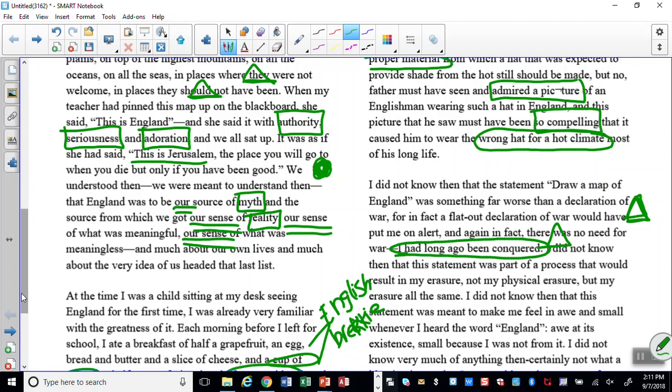So I'm finding a pattern that she's resenting England because she's stripped of her identity, and not just her, but everybody on that island. And here's the repetition. I did not know, I did not know, and I think she says it again, I did not know. So she's too innocent to understand. She's young.